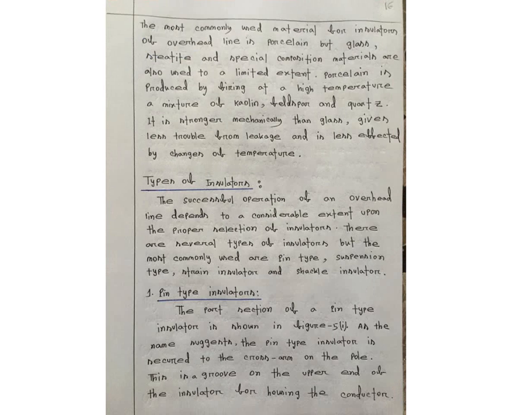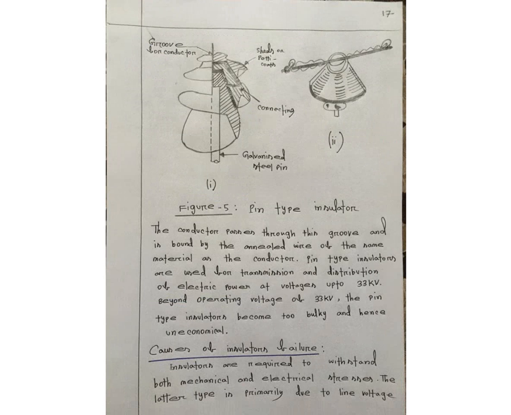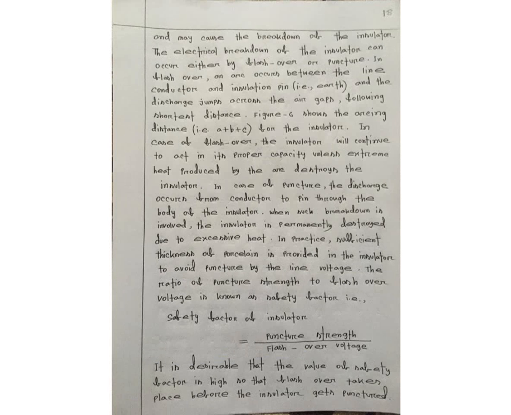Suppose the pin type insulator, and this is the figure of the pin type insulator. Groove for conductor, shed, connecting, galvanized steel. This is figure 5.1, figure 5.2. And there are some causes of insulator failure, that's why insulators fail. Suppose the safety factor of the insulator. So safety factor is important.